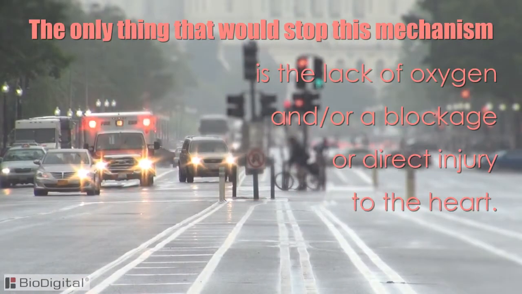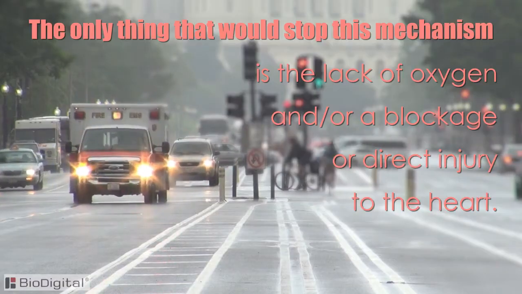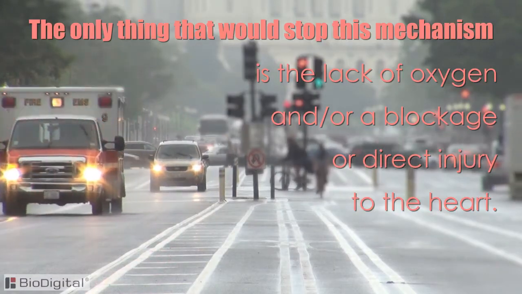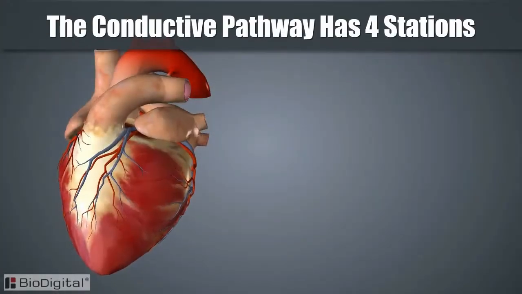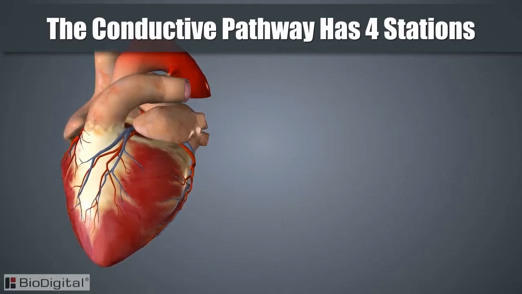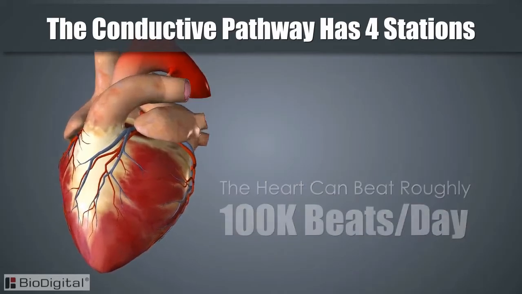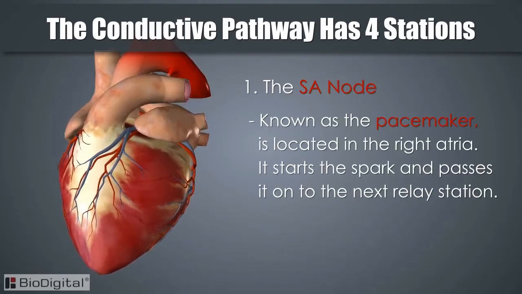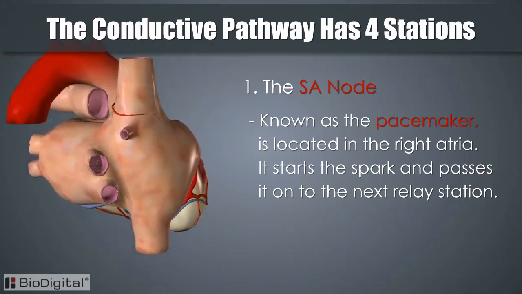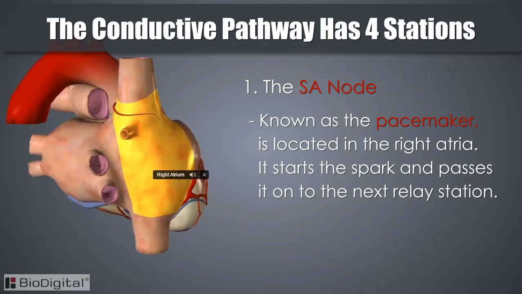The only thing that would stop this mechanism is the lack of oxygen or a blockage or direct injury to the heart. The conductive pathway within the heart has four main stations through which it sends its electrical impulses in order for the heart to keep beating, which is roughly 100,000 times a day. The first conductive pathway is the SA node. The SA node, known as the pacemaker, is located in the right atria. It starts the spark and passes it on to the next relay station.